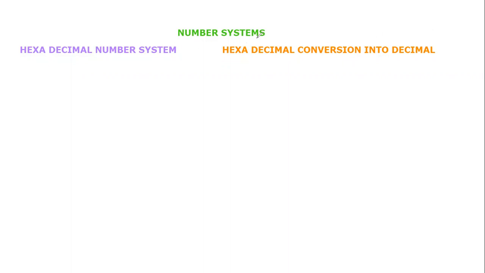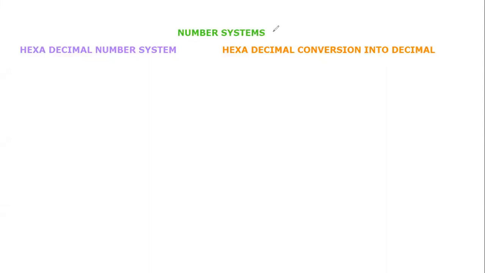In this video tutorial, we are going to talk about the hexadecimal number system, which is part of the number system series. We have already discussed the decimal and binary number systems, so we will continue our discussion and include the hexadecimal number system in this series. We will also talk about how you can convert hexadecimal into decimal.